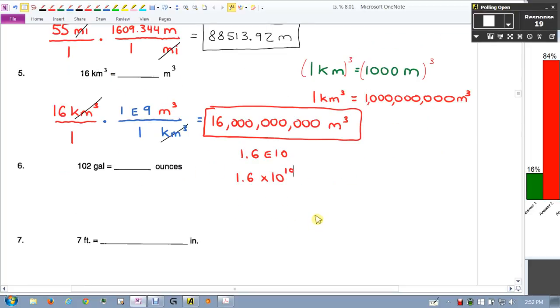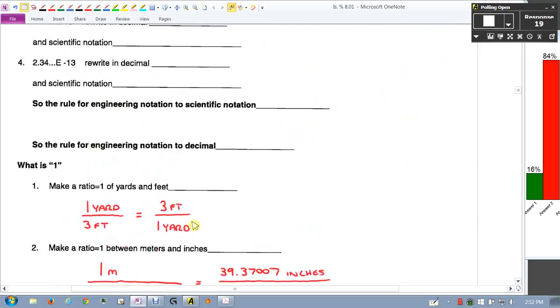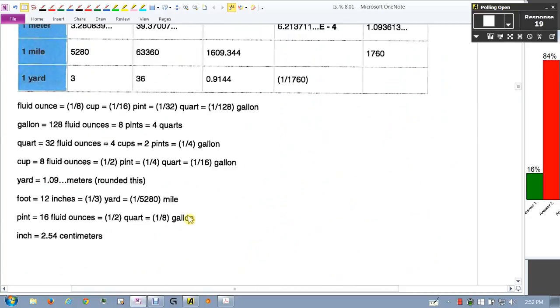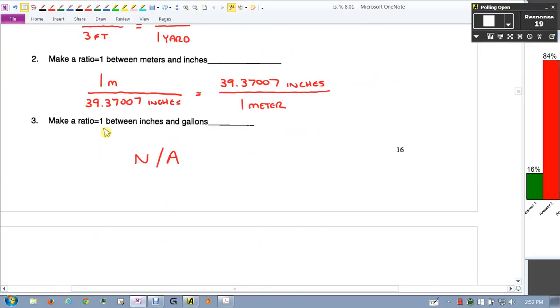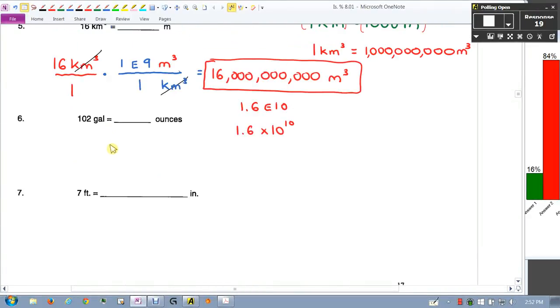Gallons to ounces. Do we have anything that converts gallons to ounces? I hope. Let's see. 1 gallon is 128 fluid ounces. So I may be able to do this one without writing it down. Let's see if you follow this.